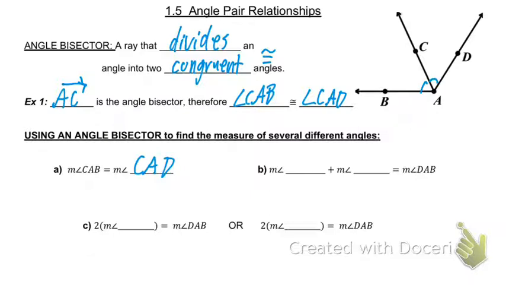letter B. The measure of angle blank plus the measure of angle blank would equal the measure of angle DAB. What do we think? The two smaller angles add up to be the big angle DAB. Now, could we also just double one of the angles? Yeah, we could double them because they're both half. You could say 2 times the measure of angle CAB is equal to the measure of angle DAB. Or 2 times the measure of angle CAD.